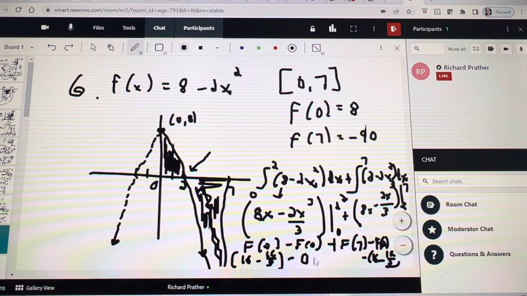Okay, F of 7, big F of 7, 8 times 7, 56. 7 to the third power. Did I do third here? 2 cubed, 8. Yeah. 7 cubed is 343. Times 2 is 686. Over 3.